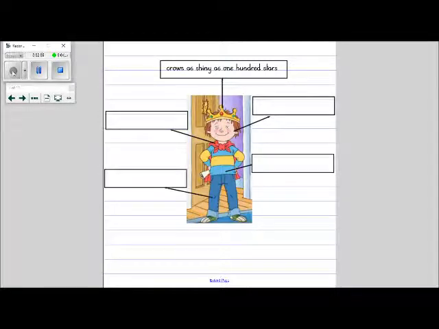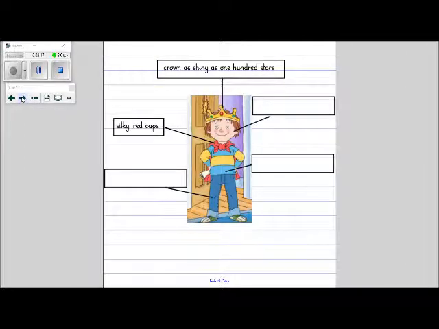Next, I'm going to take Henry's cape. Now his cape I can see is red, it's long, it looks soft, and it looks silky. So I have written silky red cape.